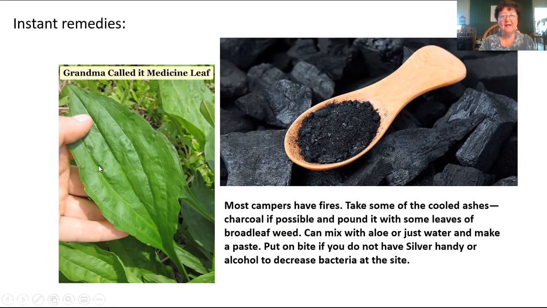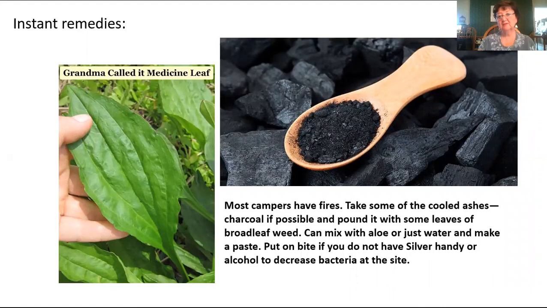So what I recommend is that when you go camping, the first thing you want to do, now most campsites you have some kind of ashes, and it would be preferable to have charcoal ashes, because charcoal is like a magnet, it pulls. And when you add charcoal to this broadleaf, you can mash it up using a little bit of water and create a paste, and keep that on hand during your camping. Put it in a little container, of course, and put it in your backpack.